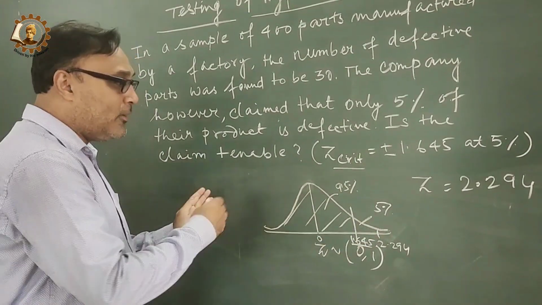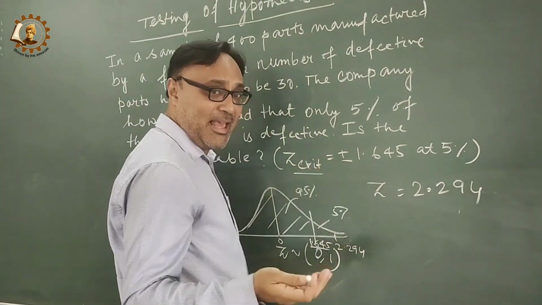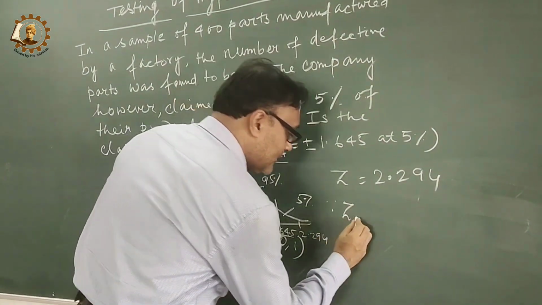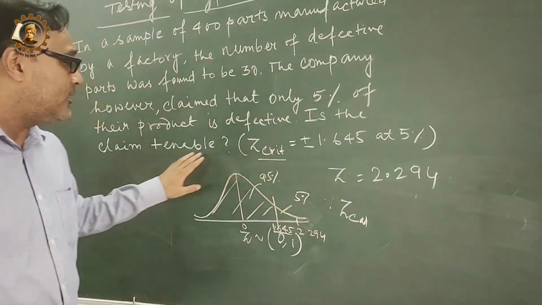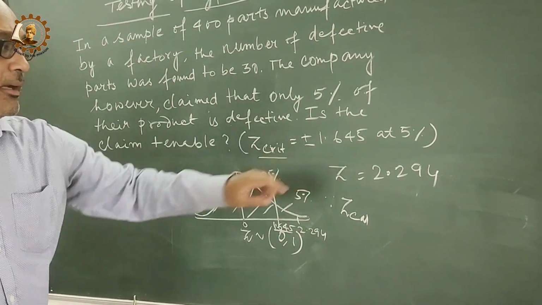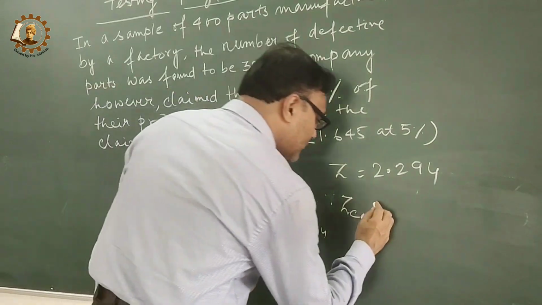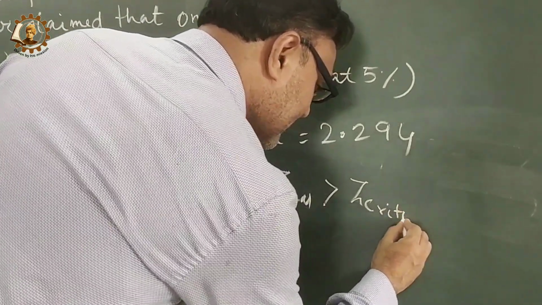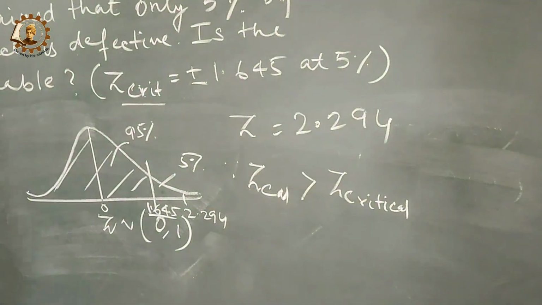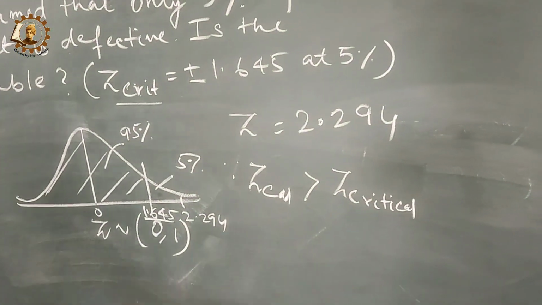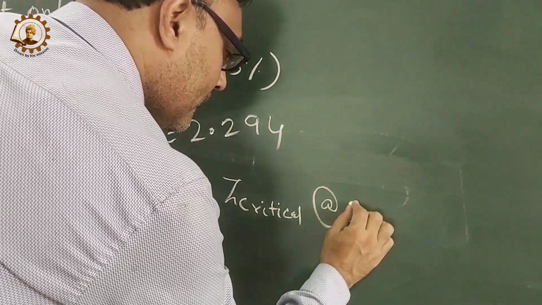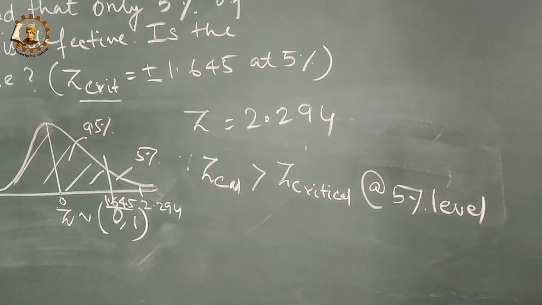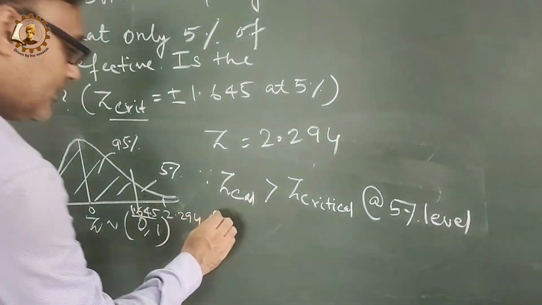So what will be the conclusion? In the exam you have to write it like this: since Z calculated, whatever Z value you have calculated, and the calculated value was 2.294, is greater than Z critical at the 5% level.